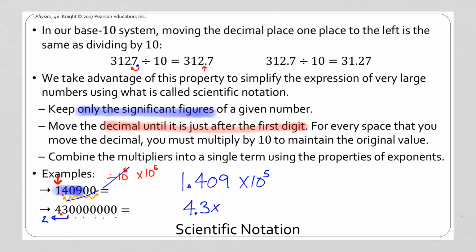Then we look at how far we would have to move the decimal point. There is an implicit decimal point at the end of this number. To move it where we want it to go, we would have to move 8 places to the left. Moving it 8 places to the left would be the same as dividing by 10 8 times. And so to cancel out that operation, to maintain the value that we're talking about, we would multiply by 10 8 times.